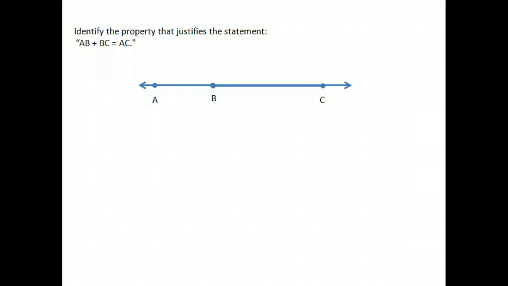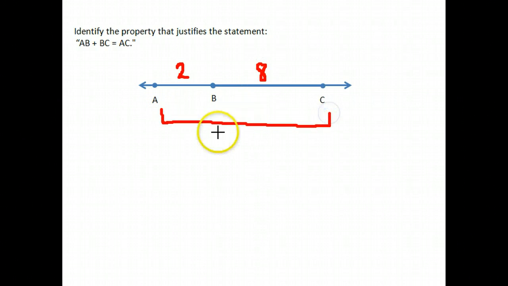Identify the property that justifies this statement using this picture. How do we know that AB plus BC equals AC? What property, what definition tells us that? Again, this is from earlier in the course. What tells us that the line from A to B, if we take that, okay, let me put some numbers in here. Maybe that will help illustrate. How do we know that if, let's say this is length 2 and this is length 8, from A to C would be 2 plus 8?